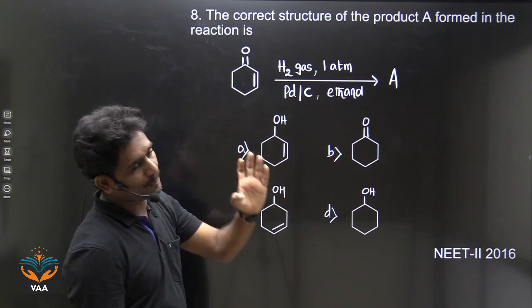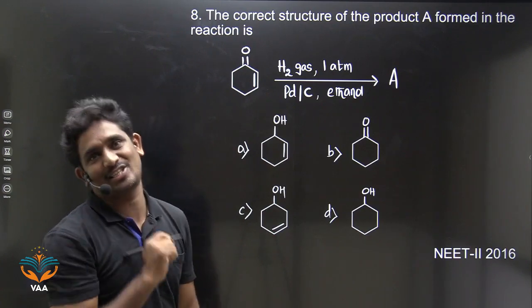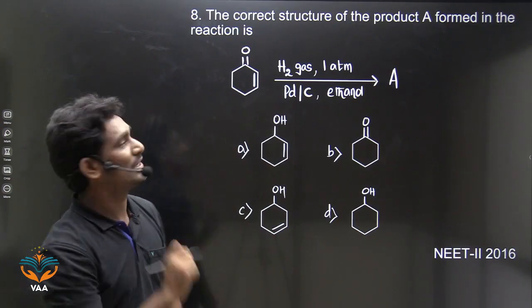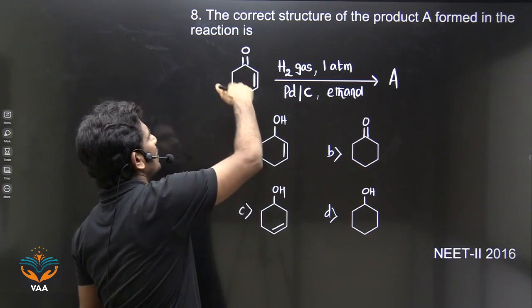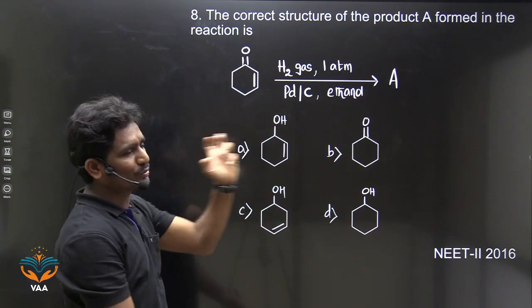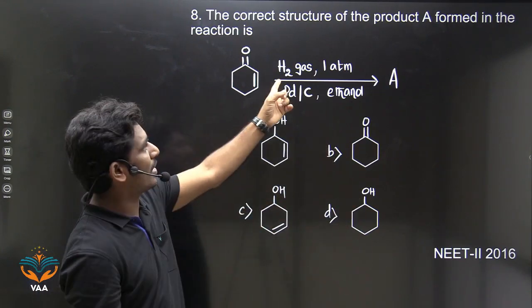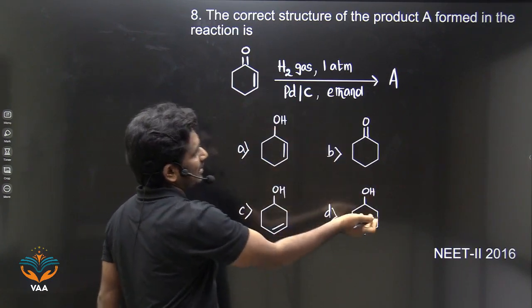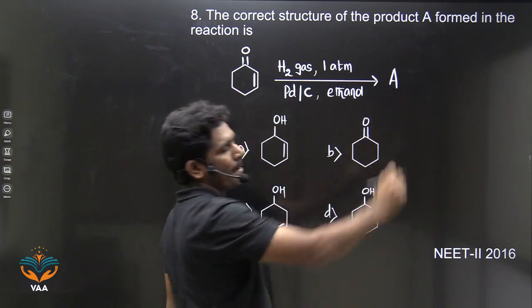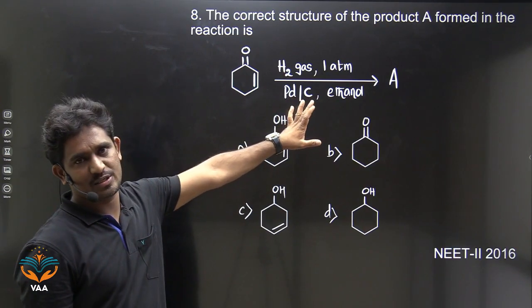So there are 2 double bonds, C double bond O and C double bond C, but only one double bond will react. Which double bond will react? Hydrogen is non-polar in nature. So which one is non-polar? One polar, one non-polar. The non-polar double bond will react with this non-polar reagent. So only this double bond will react. The answer is B. Very important reaction it is also.